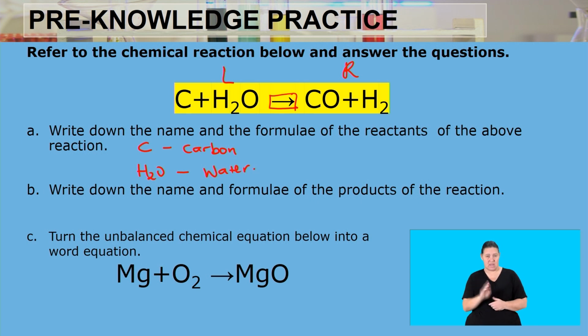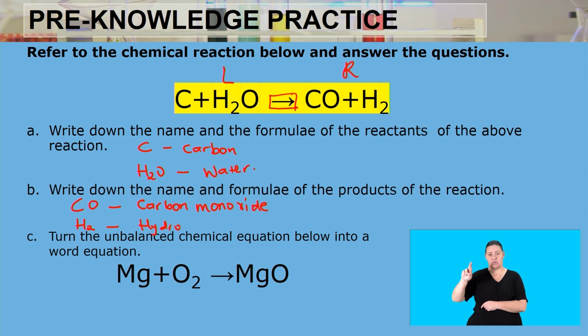Then question B, write down the name and the formula of the products of the reaction. So if the reactants are written on the left-hand side, then obviously the products must be written on the right-hand side of our react to form sign. So the products are CO and H2. CO is your carbon monoxide, and then H2 is your hydrogen gas.